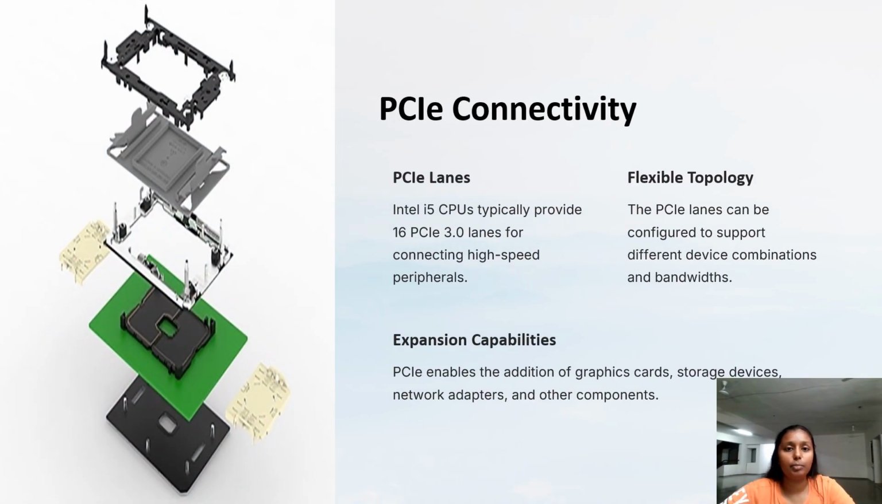PCIe connectivity. It provides high-speed communication between the CPU and peripheral components like graphics cards, SSDs, network adapters, and other expansion cards. PCIe 4.0 was introduced in the 11th generation, and 5.0 was supposed to be in the 12th and 13th generations. It typically provides 16 PCIe 3.0 lanes for connecting high-speed peripherals. The lanes can be configured to support different device combinations and bandwidths. It enables the addition of graphics cards, storage devices, network adapters, and other components as well.